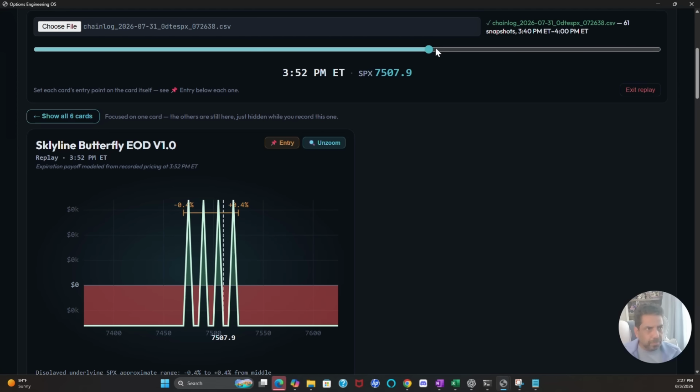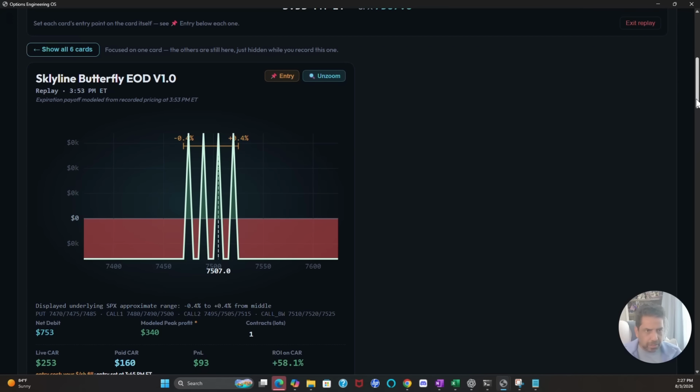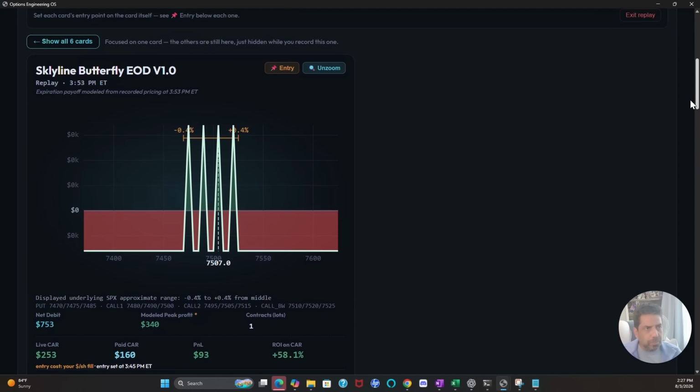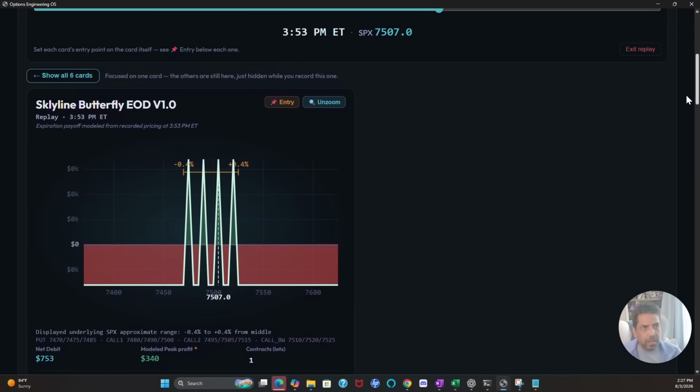So we can see that the overall structure value has come up by $93 and 58.1% on the capital at risk, which is a good return. We could try to close it here.